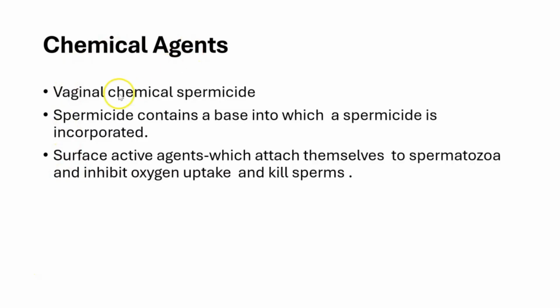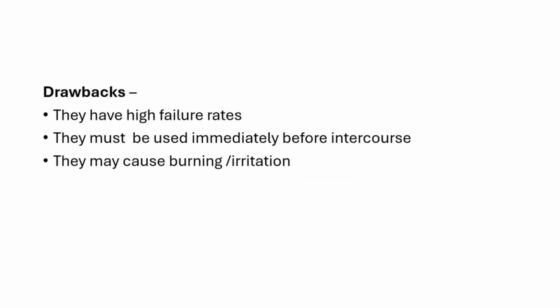Chemical agents are also known as vaginal chemical spermicides, and they are surface active agents which attach themselves to the spermatozoon and inhibit the oxygen uptake and thereby kill sperm. Coming to drawbacks of chemical agents, they have a high failure rate. They must be used immediately before intercourse and they may cause burning or irritation in some individuals.